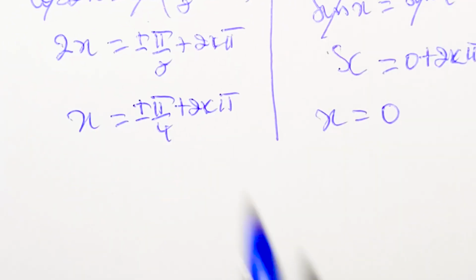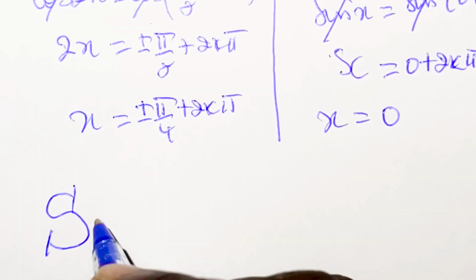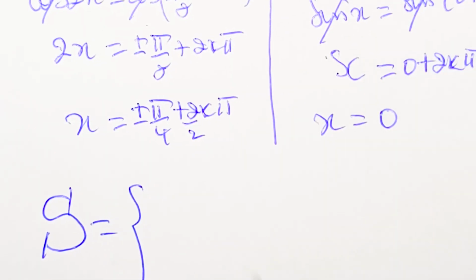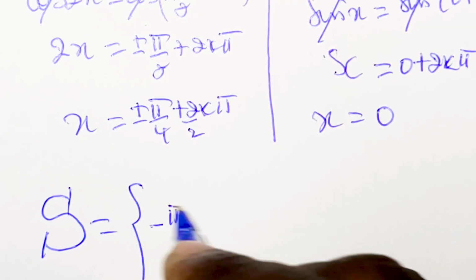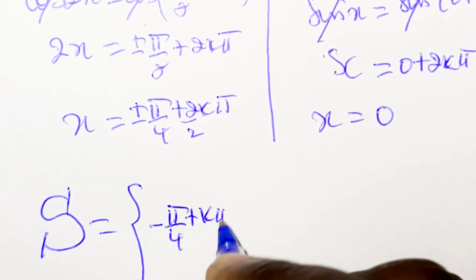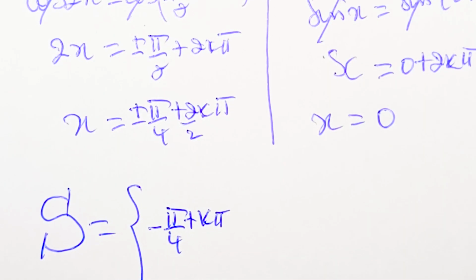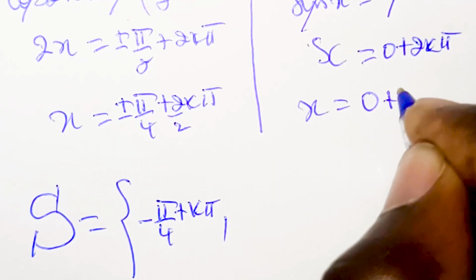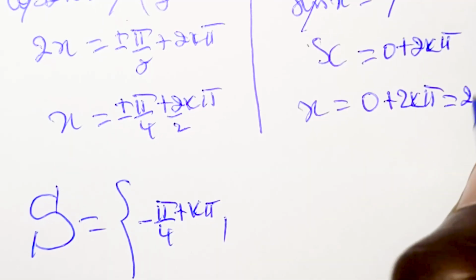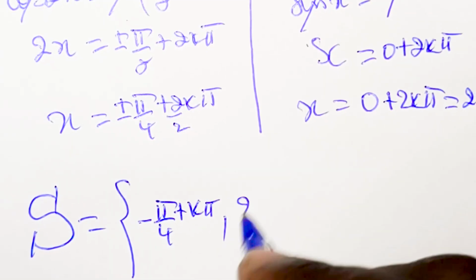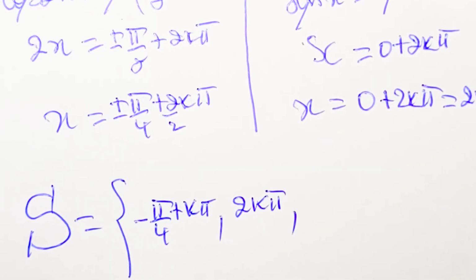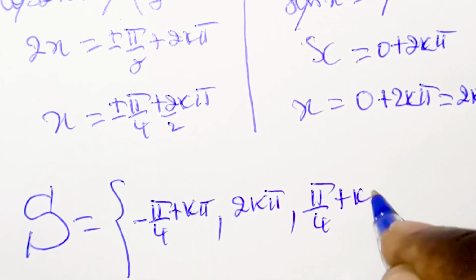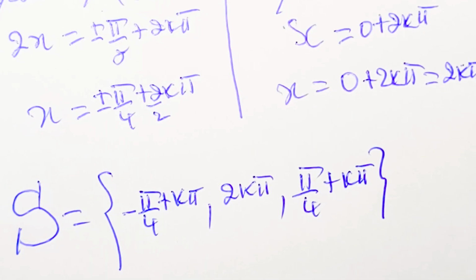We have the values of x. The solution set will be minus pi over 4 plus the period k pi, and the second solution is 0 plus 2k pi, which is also 2k pi, nothing changes. And the other value is the positive one, pi over 4 plus the period k pi. This is the solution to our question.